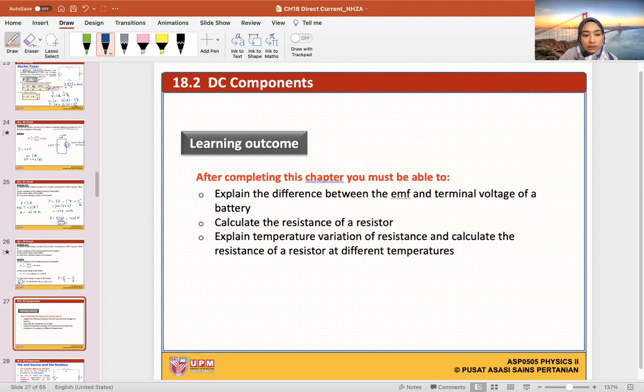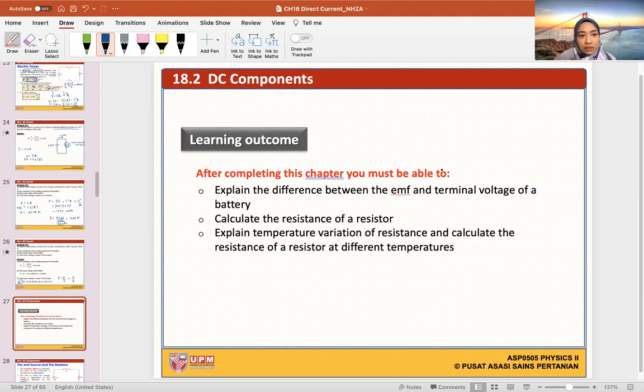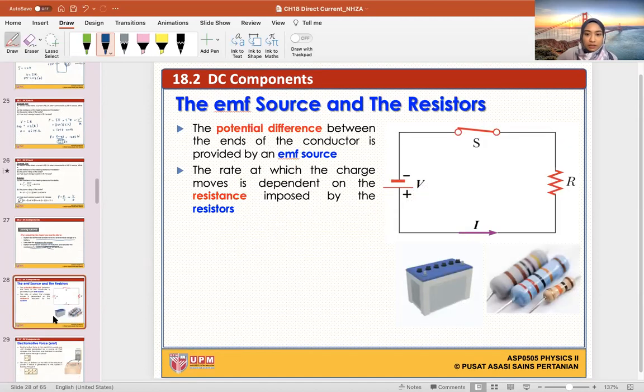We are moving on to DC components. In this subtopic, we are going to learn the difference between EMF and terminal voltage of a battery, and calculate the resistance of a resistor, instead of a bulb or a heating element. Now we are talking about resistors for sure. We will also explain the temperature variation of resistance and calculate the resistance of a resistor at different temperatures. So there's another equation coming up.